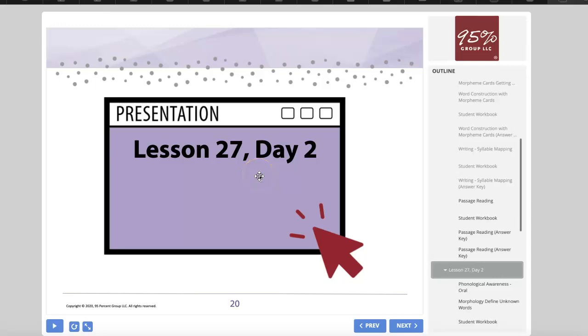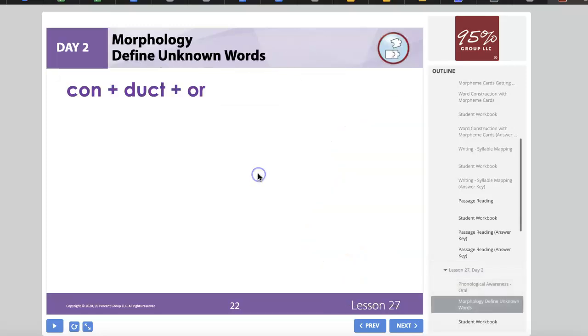All right, everyone, you should be on day 2, page 215 in your phonics journal. We're on lesson 27, day 2. Now, this week we are working on long vowel silent E's, vowels, and syllables. Okay, so the first thing we're going to do, we're going to look at some morphology today.